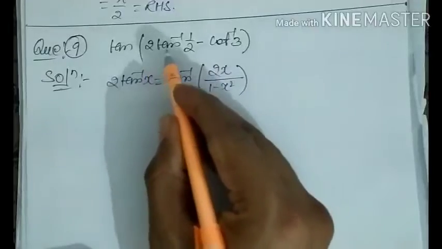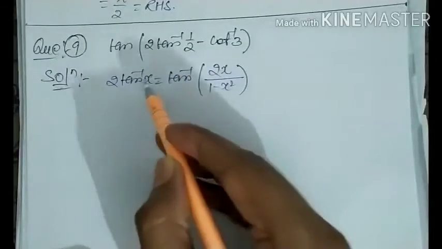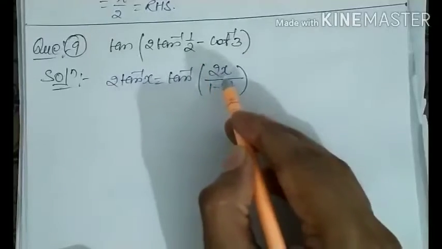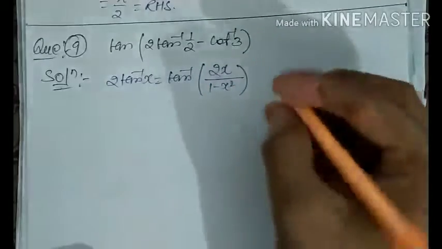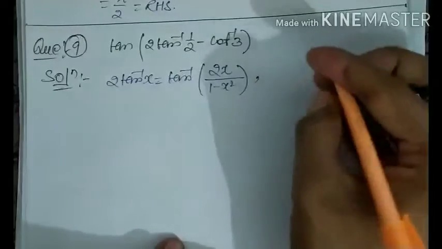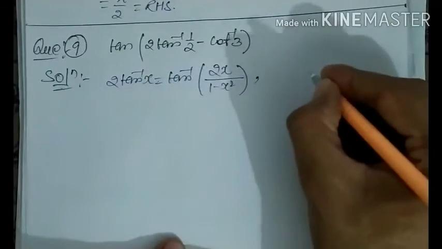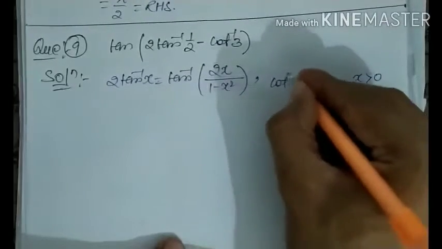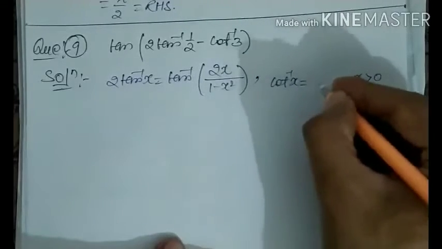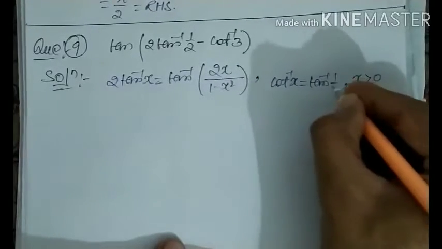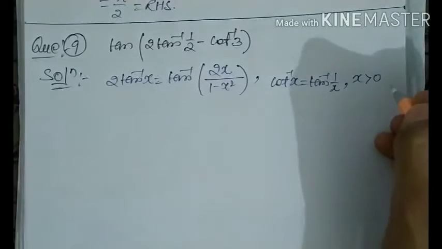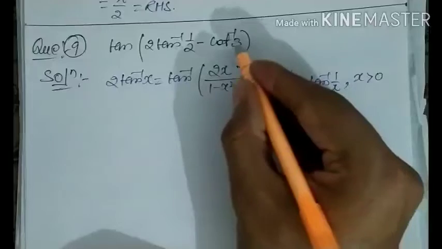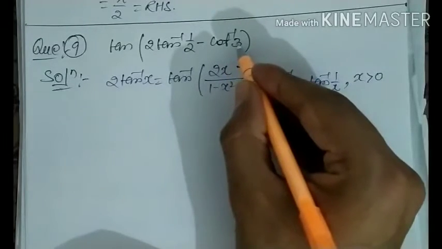We have to use here, for 2 tan inverse 1 by 2, the formula of 2 tan inverse x. Then 2 tan inverse 1 by 2 will be tan inverse 2 into 1 by 2 upon 1 minus 1 by 2 whole square. And the second formula I'm going to use here: if x is greater than 0, then cot inverse x will be equal to tan inverse 1 by x. Here 3 is greater than 0, that's why cot inverse 3 will be tan inverse 1 by 3. These two formulas I'm going to use in this question.